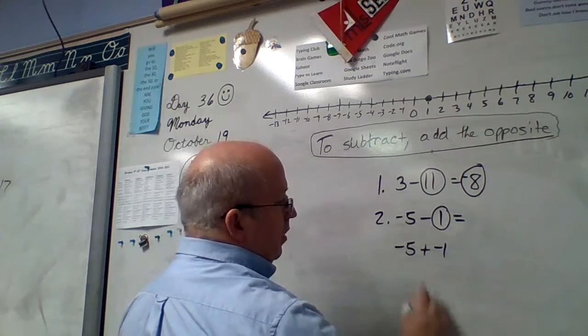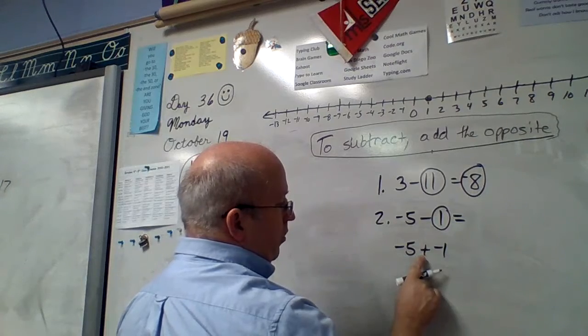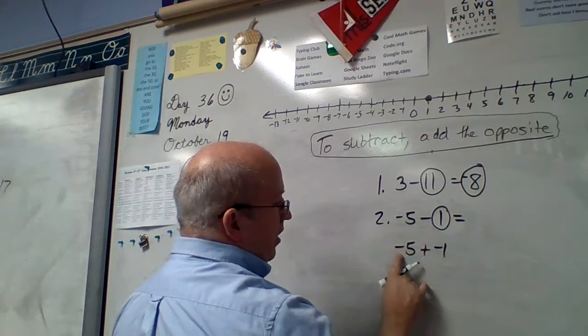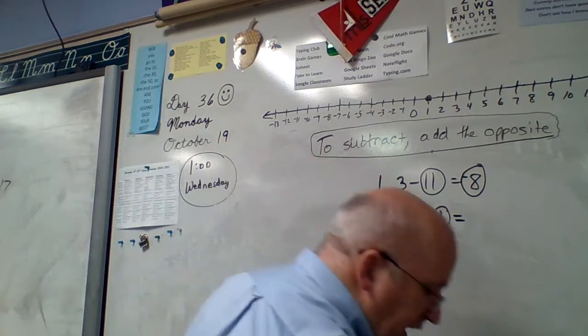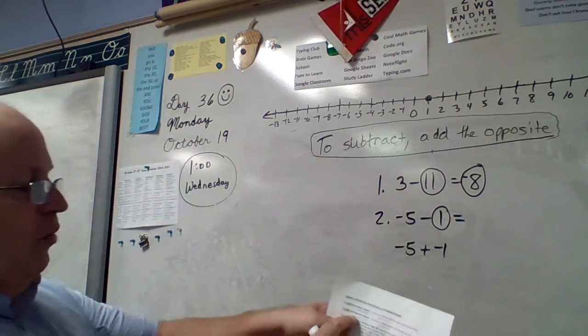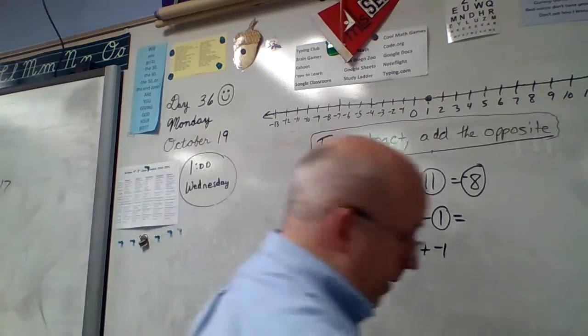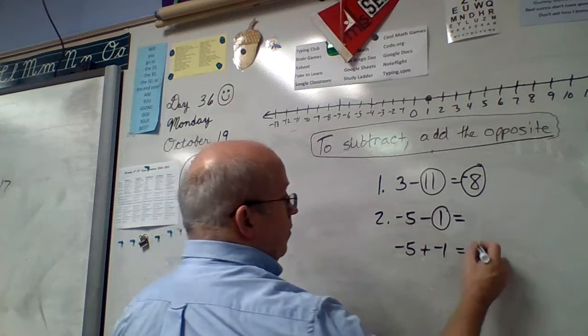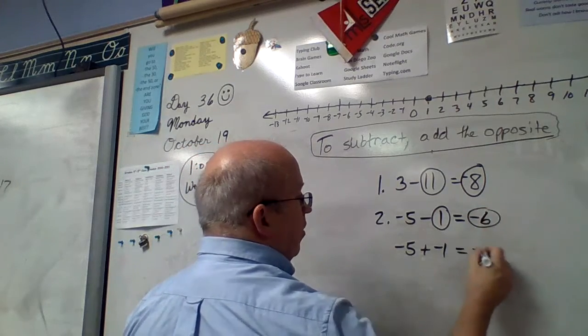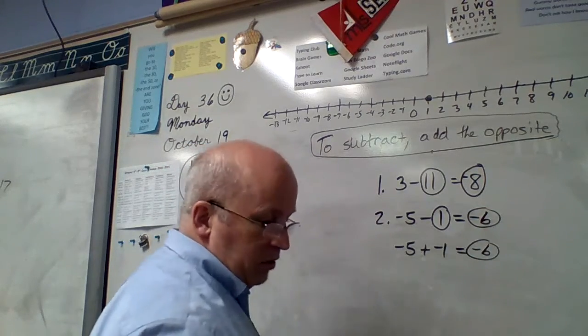Negative 1. Oh, now which rule should I use? I'm adding a negative to a negative. Isn't that the second adding rule? How do we add 2 negative integers? Yep, we just add them. The answer is negative 6. We're done. We're done with number 2.